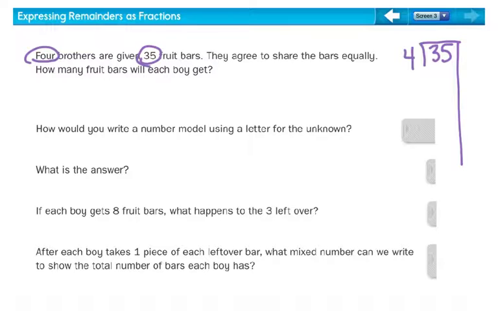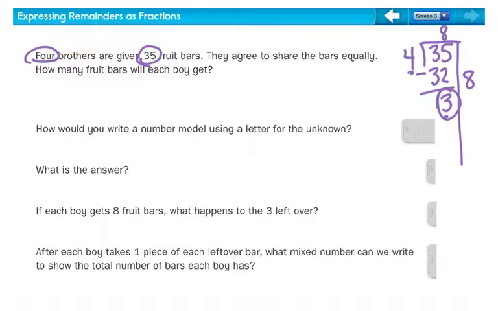How many 4s are there in 35? Well, 9 would be too many, so let's go ahead and do 8. 8 times 4 is 32. Remember, my remainder must always be smaller than the number I divided by, my divisor. So the answer is 8, remainder 3. What I'm going to do is to figure out what do I do with that remainder.